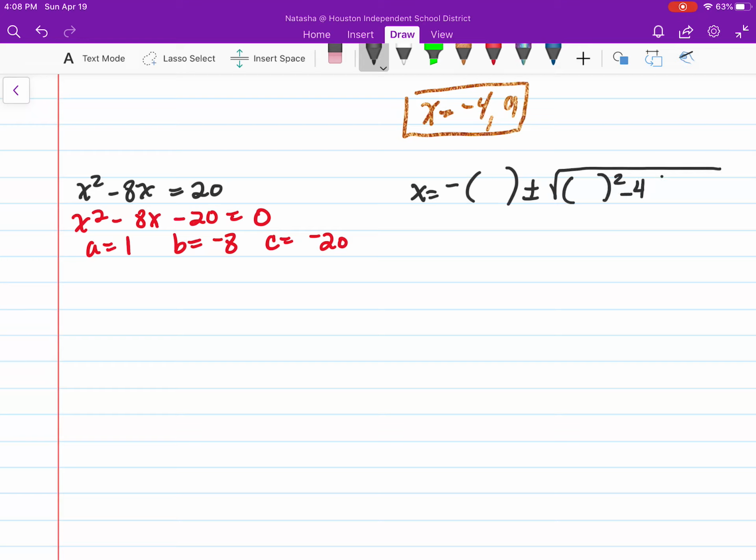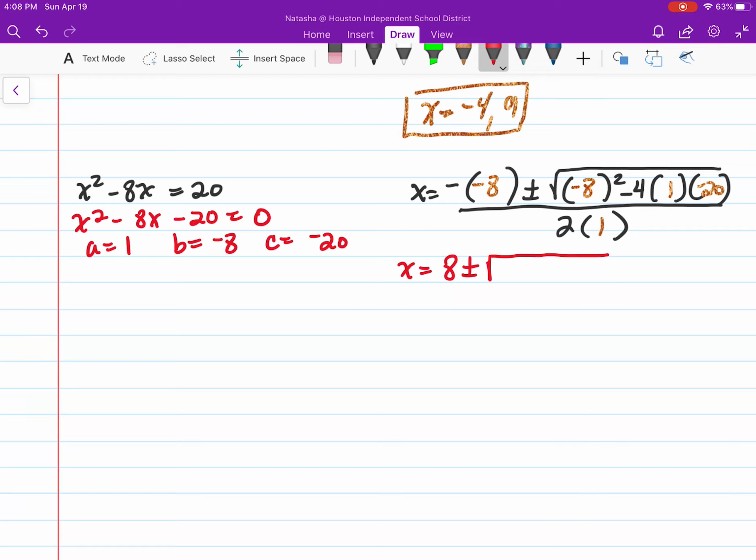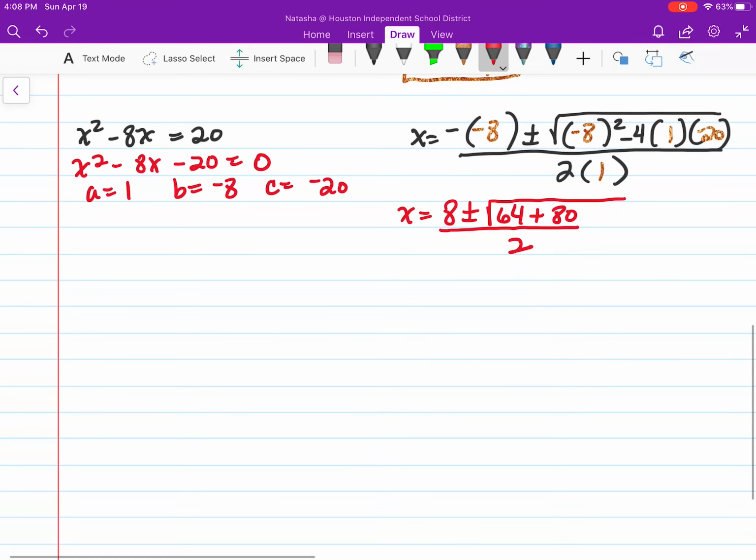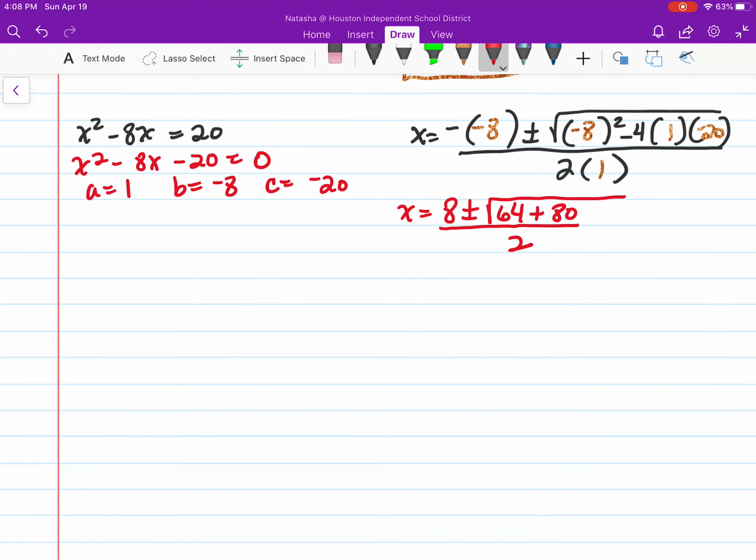Okay, so that's going to be x is equal to negative blank plus or minus the square root of blank squared minus 4 times blank all over 2 times blank. So our b is negative 8, so I'm going to put negative 8. Our a is 1, so I'm going to put 1 and 1, and then our c is negative 20. So this is going to give me x is equal to positive 8 plus or minus the square root of 64. Now, plus, because we have a negative and a negative, 80.